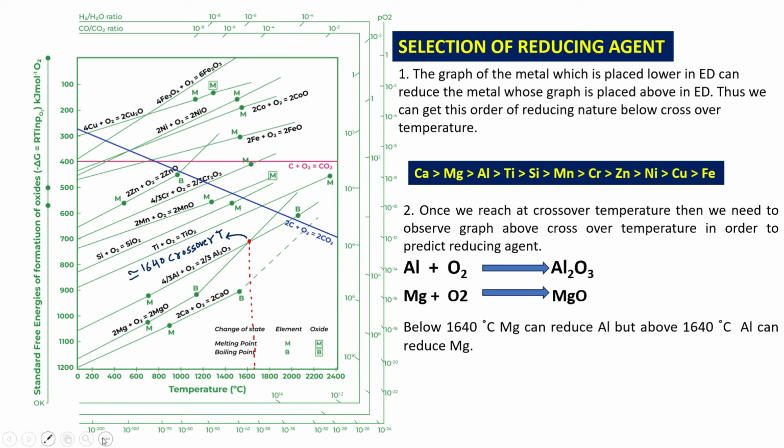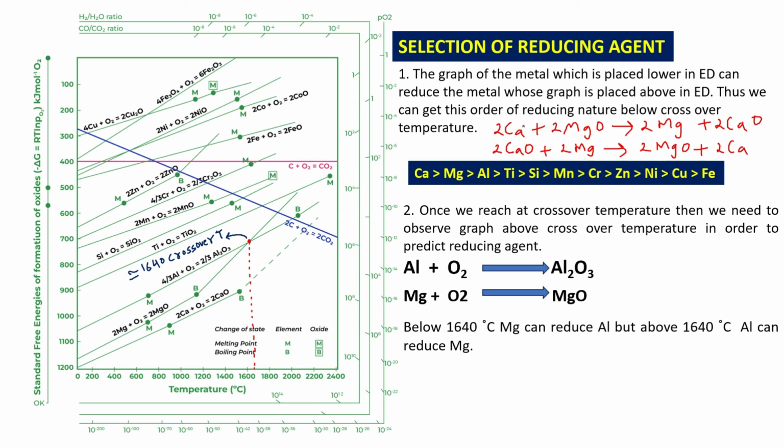So what would be the overall reaction? I can write the two reactions here. Say, for example, the first reaction: 2 Ca plus 2 MgO gives 2 Mg plus 2 CaO. And the second reaction I am writing like this: 2 CaO plus 2 Mg produces 2 MgO plus 2 Ca.